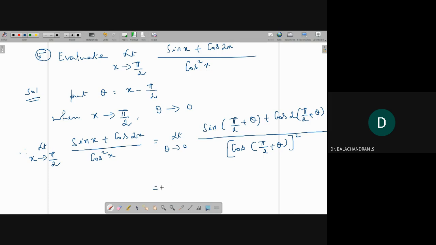Now this is equal to limit theta approaches 0 of sin of (pi by 2 plus theta). Which quadrant? Second quadrant. Positive, so it is cos theta. Then minus cos 2 theta, yes, very good, because it is cos of (pi plus 2 theta). Here we have minus, here we have plus.